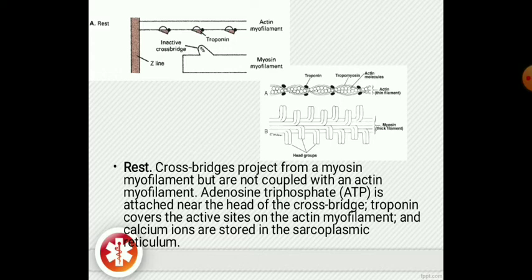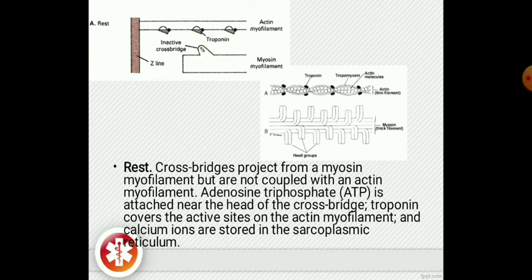So in the resting stage, in a single sarcomere, this is your actin filament and this is the myosin filament. In the normal stage, these are the myosin receptors present on the actin filament. But in the resting stage, all of these receptors are closed by the troponin. So if this interacting cross bridge needs to attach to these receptors, the troponin has to be moved from that particular place.